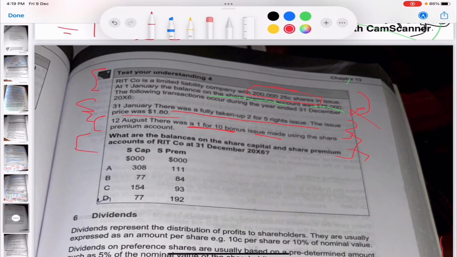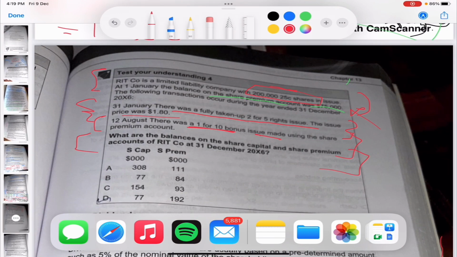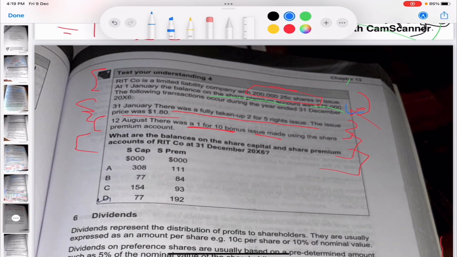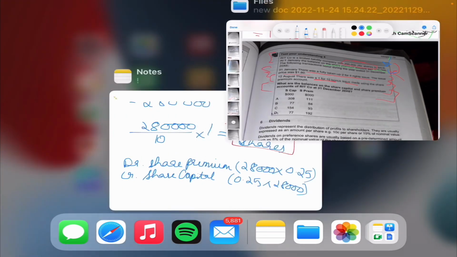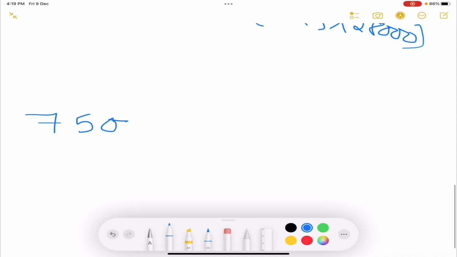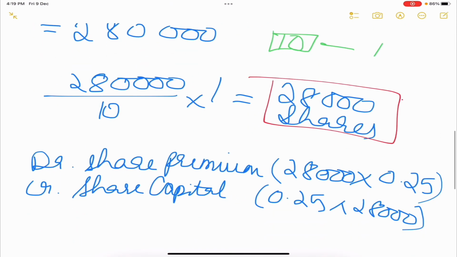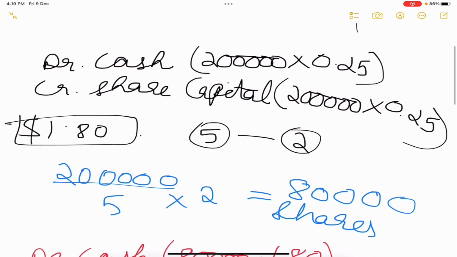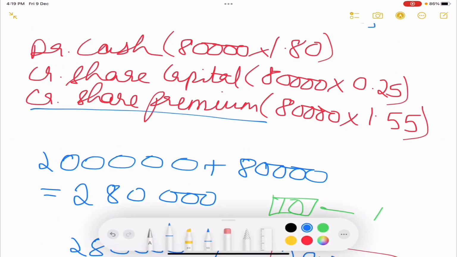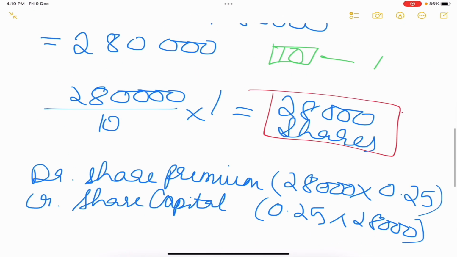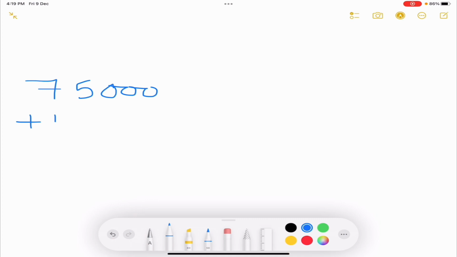What are the balances on the share capital and the share premium account? Let's find the balance of share premium. In the question it is mentioned that we already had 75,000 share premium balance, right? So we already had 75,000 balance with us. How much have we used in it? In the second journal entry, we increased the share premium by this much. By how much? 80,000 multiplied by 1.55, which is 124,000. So by this much you increased the share premium, right? You credited it, which means you increased.